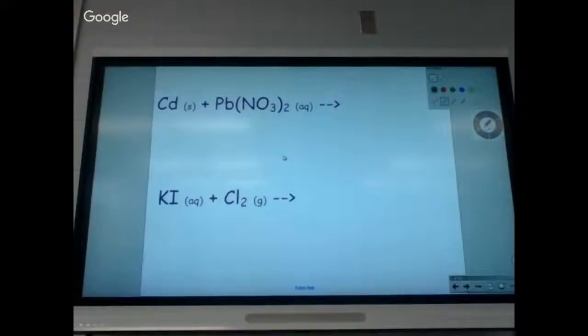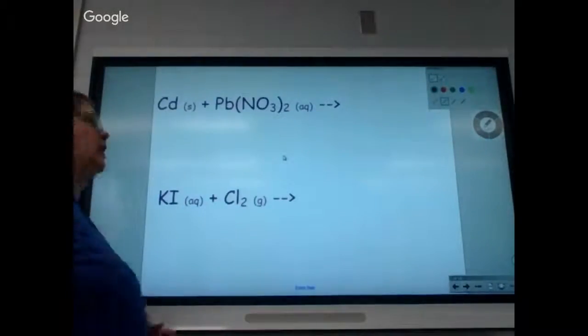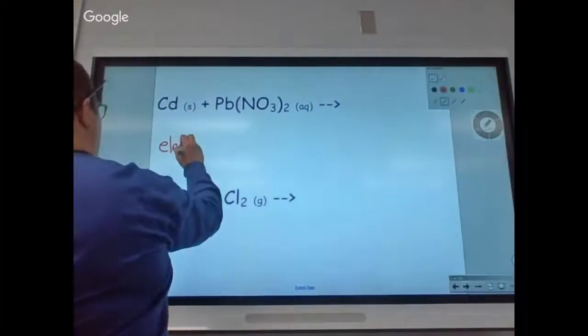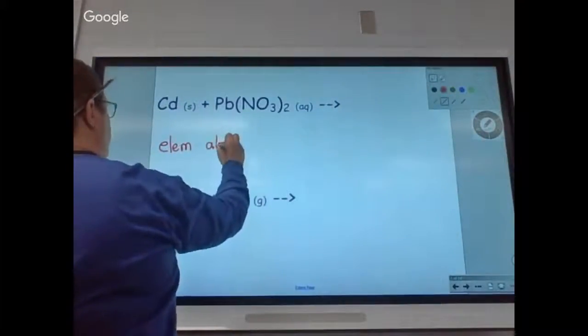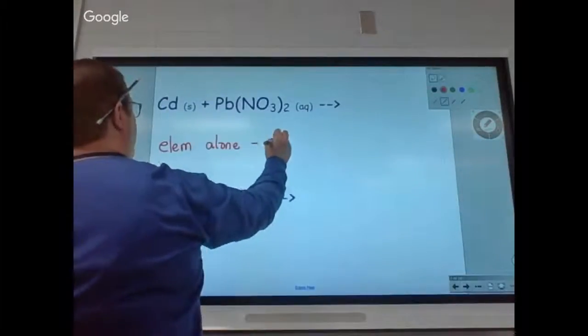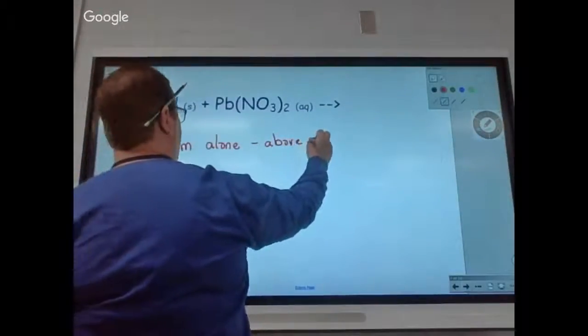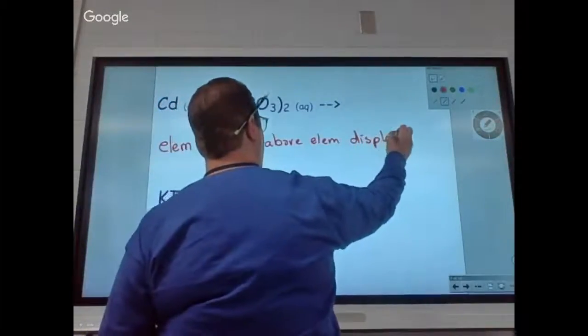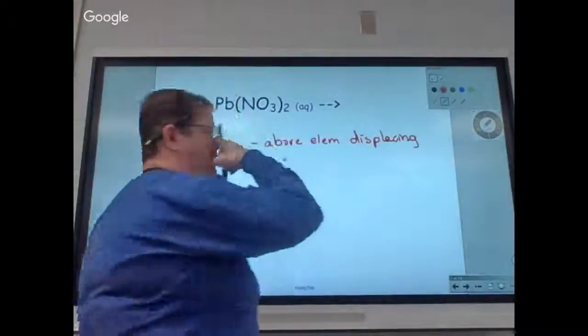All right, so tell me what's different about this one. What don't we have? We don't have any water. Do we have an acid? Do we have plus oxygen? So how are we going to do this if we can't use an arrow? All right. The element alone must be above the element it's displacing. So how are you going to know who it's displacing?